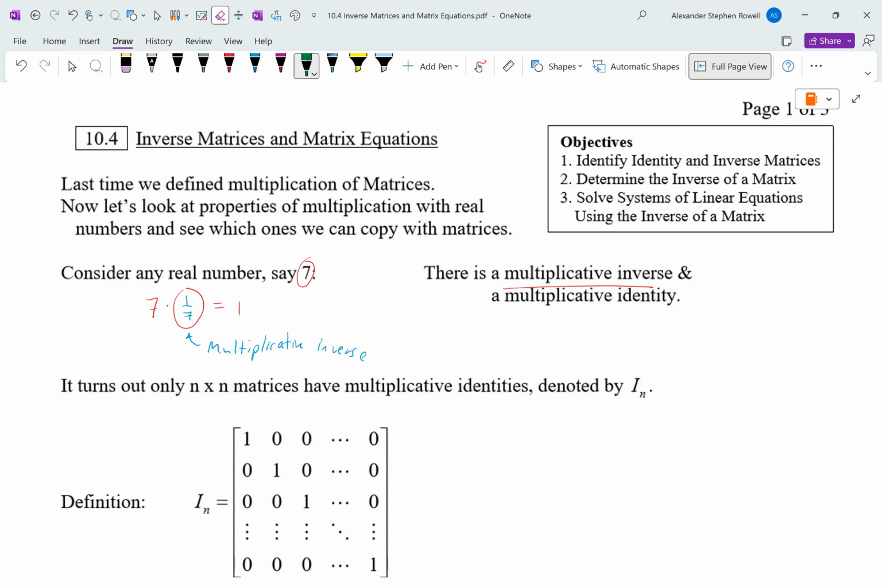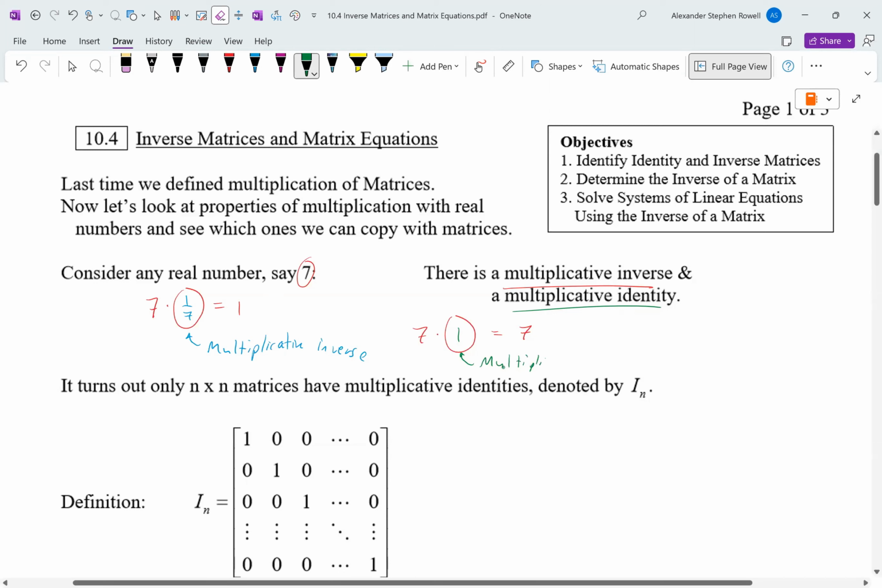Then we have the multiplicative identity. So 7 times what makes it unchanged? What number is that? Yeah, 1. Good. So 1 is called the identity element, the multiplicative identity. It turns out these are nice properties for other things, and we're going to use these properties for matrices.